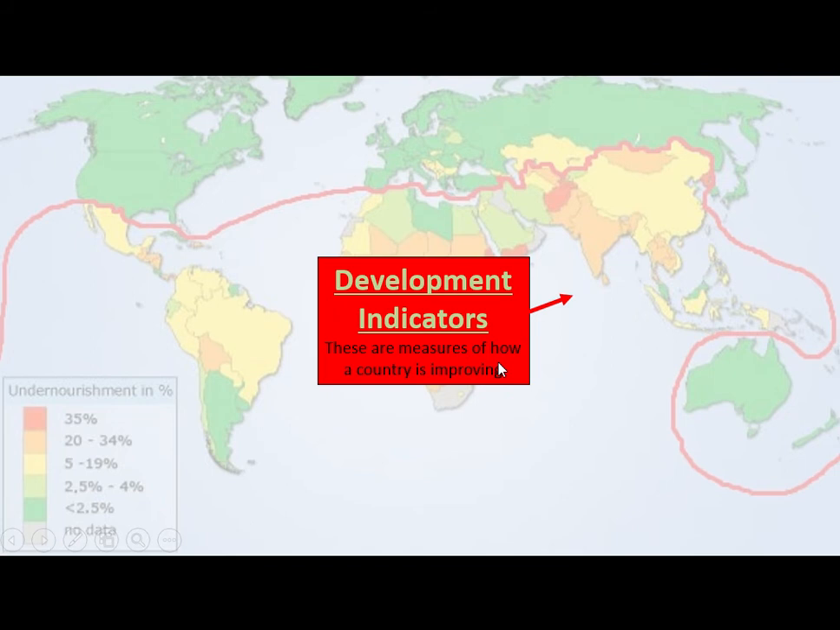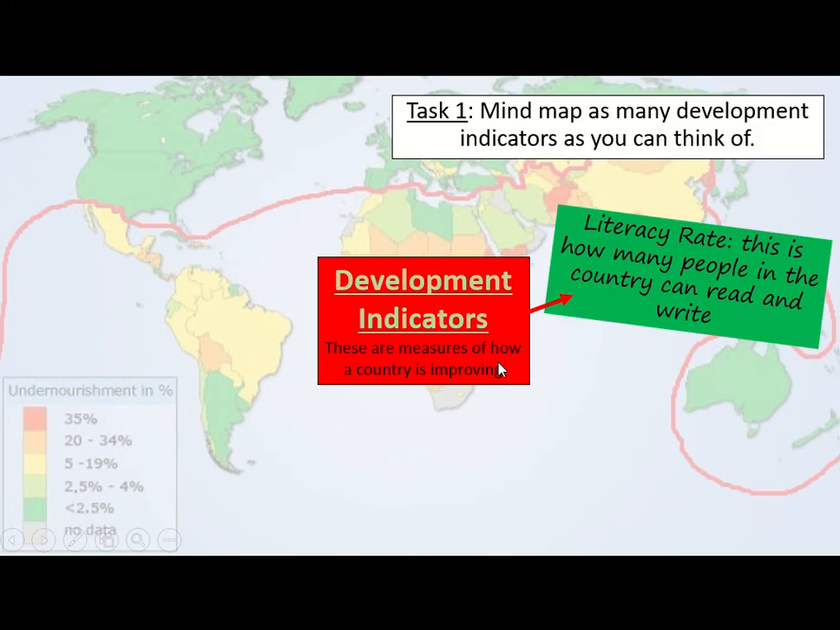And then around that, your first layer is going to be adding just a range of development indicators. So one that wasn't on the last slide, literacy rate. So look up literacy rate, define it. Literacy rate is the number of people in the country that can read and write. Illiteracy rate is the opposite, the number of people that can't read and write.